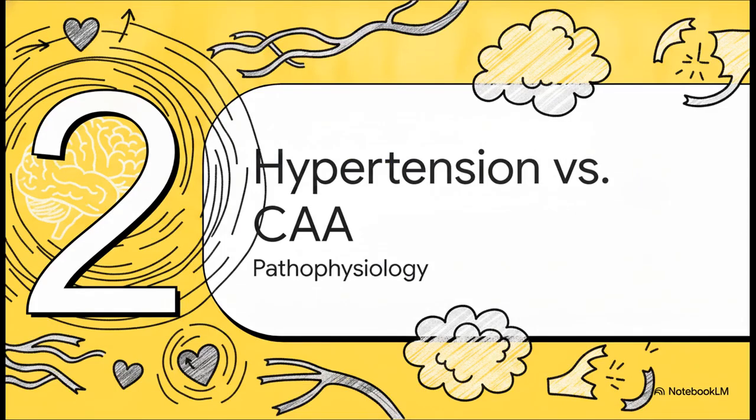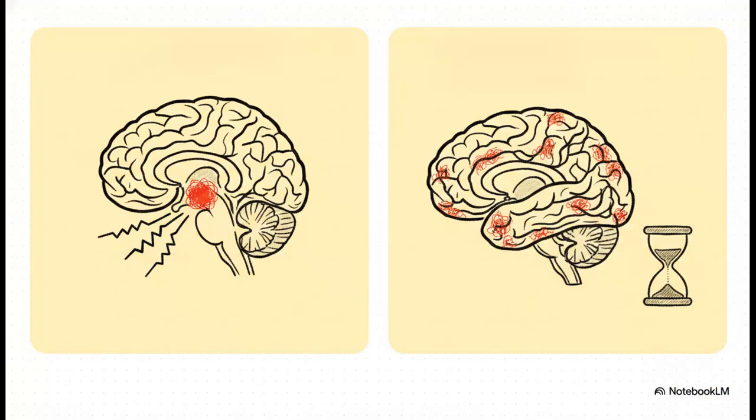Section 2. Hypertension versus CAA. Let's break down the two main drivers of spontaneous ICH. On one side of the ring, we've got chronic hypertension. This relentless pressure attacks tiny, deep-penetrating arteries. We're talking microscopic, just 30 to 100 micrometers, in areas like the basal ganglia, thalamus, pons, and cerebellum.